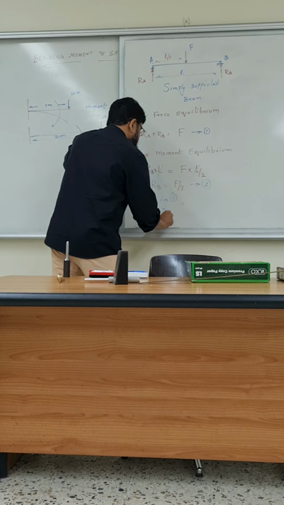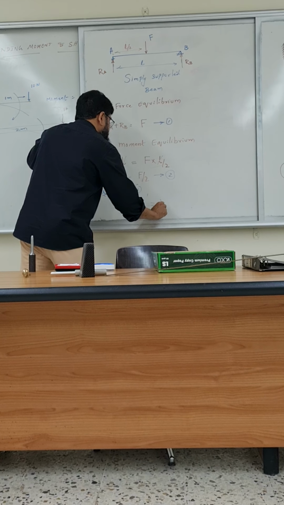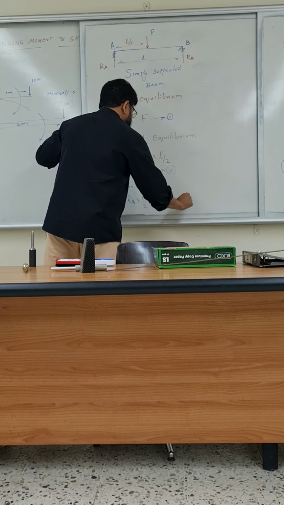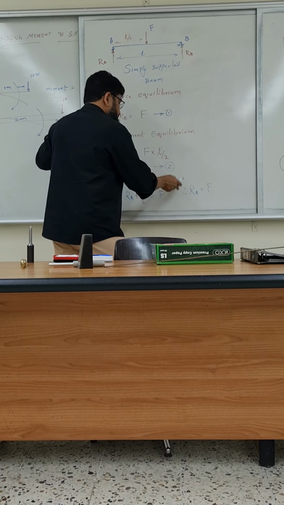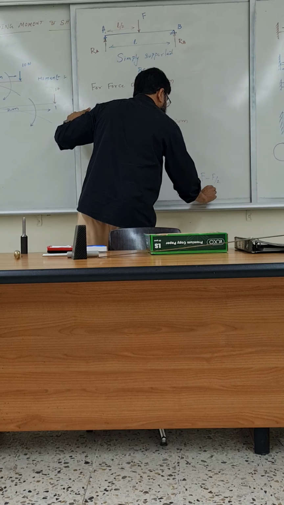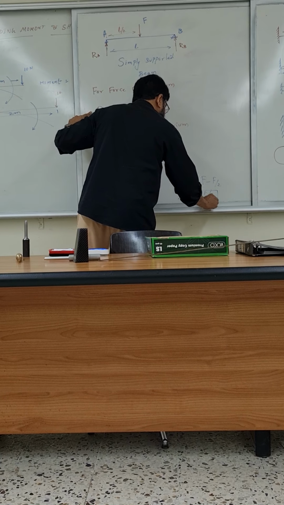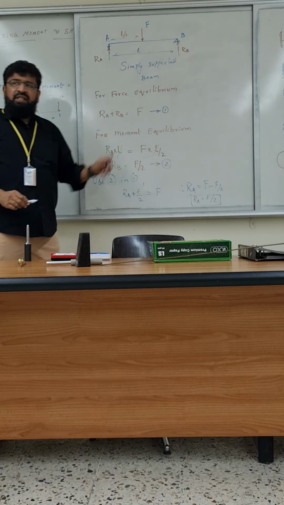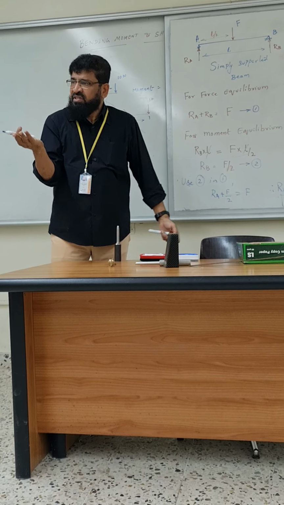So what do we get? RA plus F by 2 is equal to F. Therefore, RA is equal to F minus F by 2, you bring this one this side. So this becomes F by 2. Since the load is in the middle, there is no need for me to do all this. I can logically say half-half, correct?